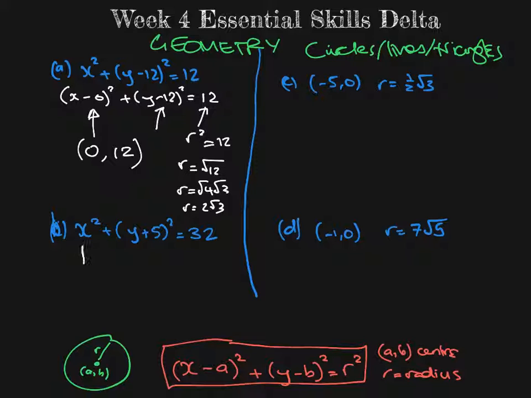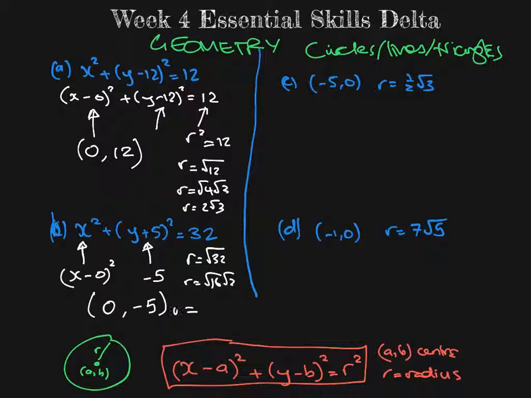Again, in the second one, we've got the same idea. We've got x minus 0 squared, so the circle hasn't gone left or right at all, and the centre is at x coordinate 0. But it always does the opposite of what you think in the bracket. You'd think up 5, but it's down 5. The b is minus 5 here, so the centre is (0, −5). And the radius is the square root of 32, which is root 16 root 2, which is 4 root 2.